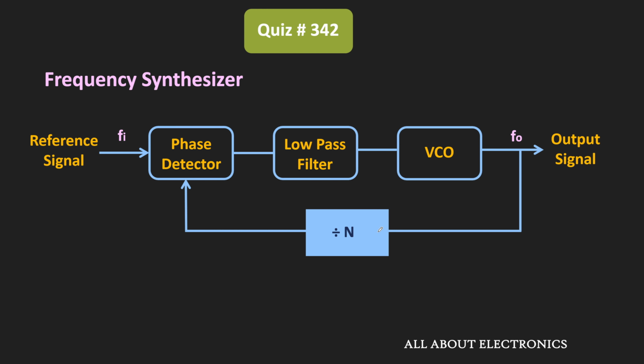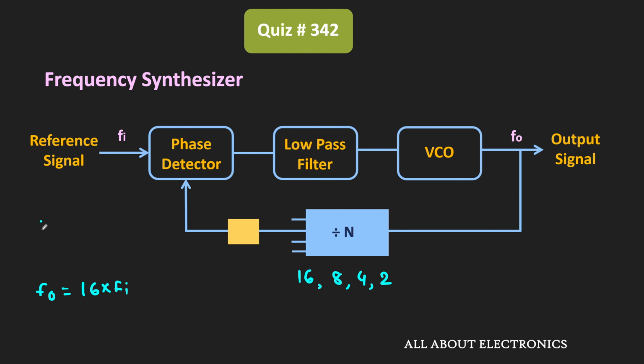So in this case, this divide by N counter has 4 outputs, and using the switch at any given point, only one output is connected to the phase detector. These outputs are divide by 16, divide by 8, divide by 4 and divide by 2. And we have also been given the sequence in which these outputs are connected to the phase detector. So first, whenever divide by 16 is connected to the phase detector, the output signal frequency F01 is equal to 16 times Fi.